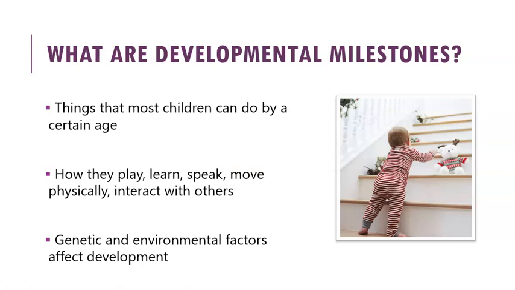An easy way to think about milestones is things that most children can do by a certain age. And genetic and environmental factors can both affect development. So when we're thinking about genetics, these could be things like chromosomal properties. And unfortunately, those can't be changed. That's what you're born with. That's your genetic makeup, your DNA. And that can affect how one develops.